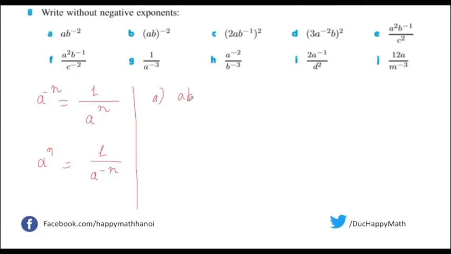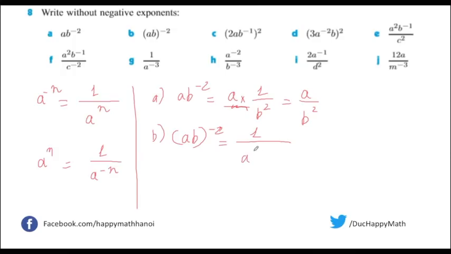Okay, so exercise A. You got a b^-2. b^-2 means a times 1 over b squared. I change from -2 to +2. So simplify, you get a over b squared. And for (a b)^-2 outside, it will be changed to 1 over (a b) inside the bracket, and you can expand here.